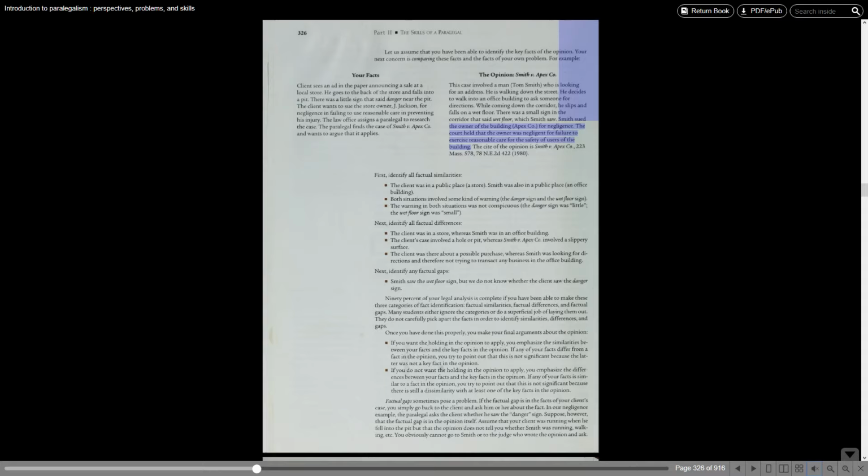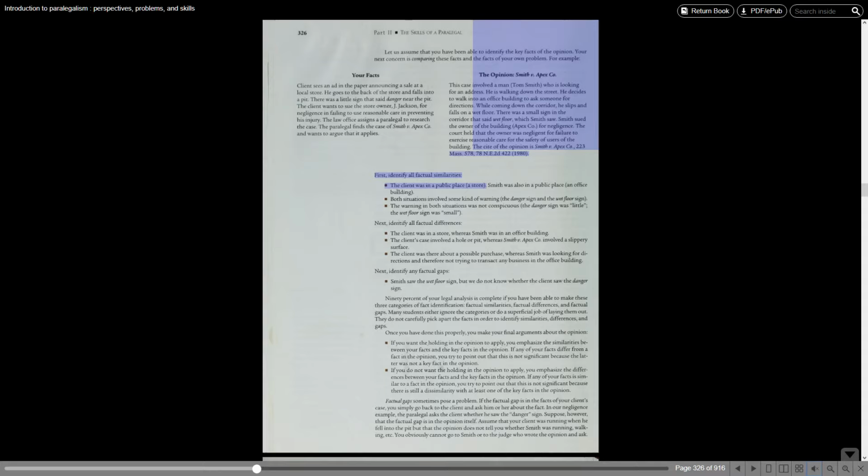for negligence. The court held that the owner was negligent for failure to exercise reasonable care for the safety of users of the building. The site of the opinion is Smith v. Apex Co., 223 Mass. 578, 78 N.E.2d 422, 1980. First, identify all factual similarities.